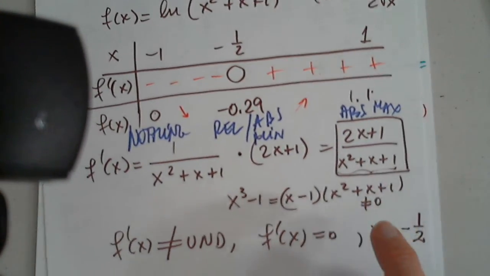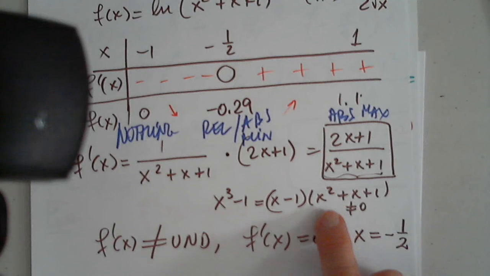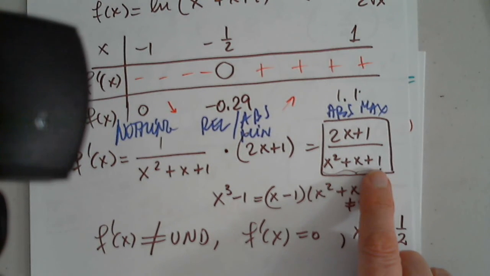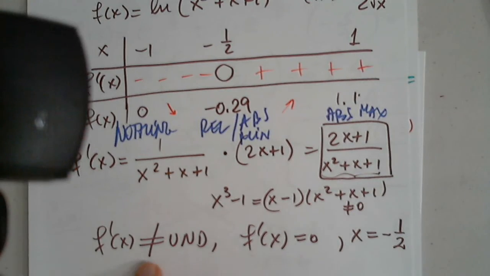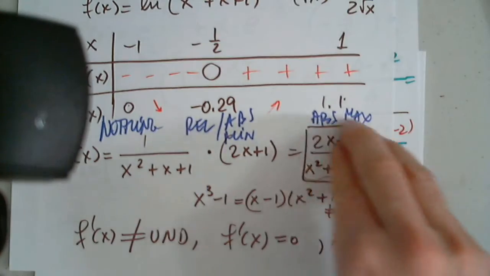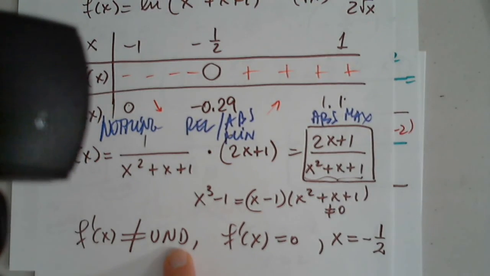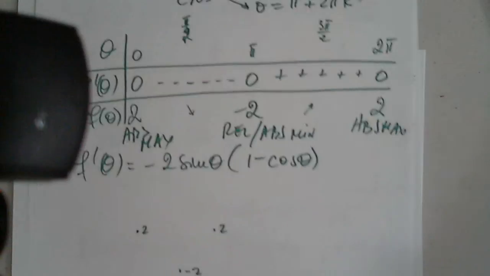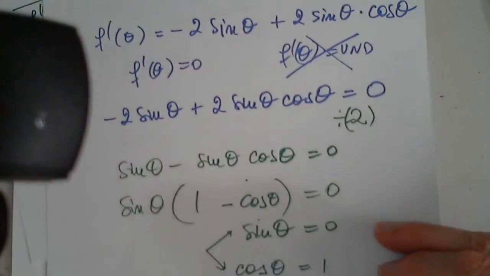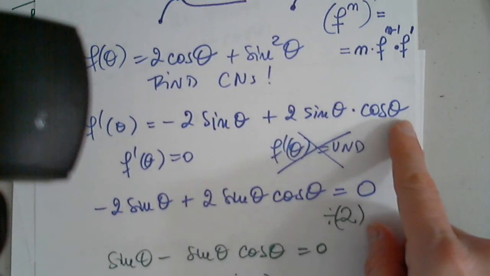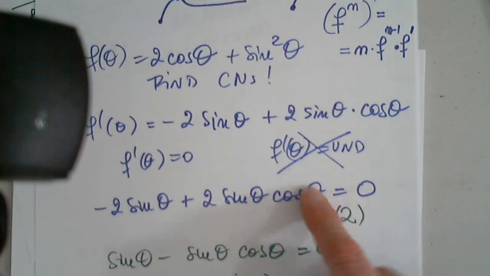This is not undefined. I was explaining here it's always positive. This will never be 0. So that's why I crossed it out, because this denominator is never 0. So the function is never undefined. Here, sine and cosine are always defined. That's why I had to cross it out.